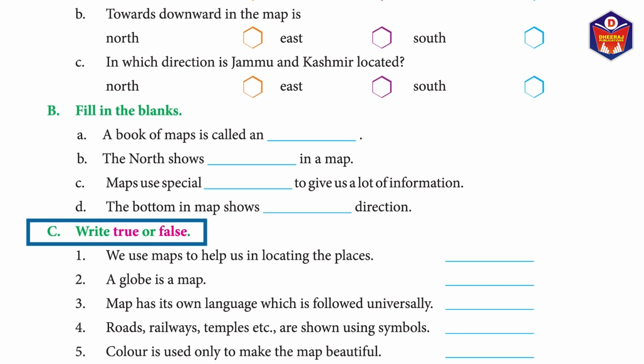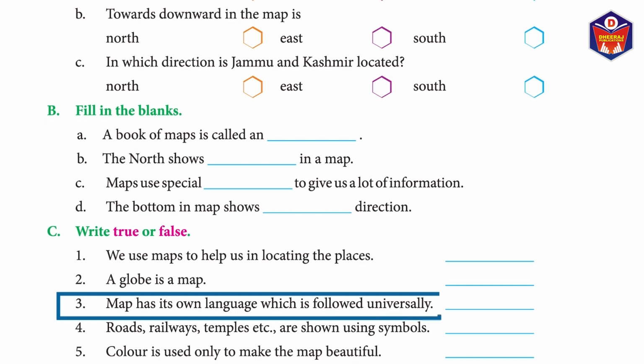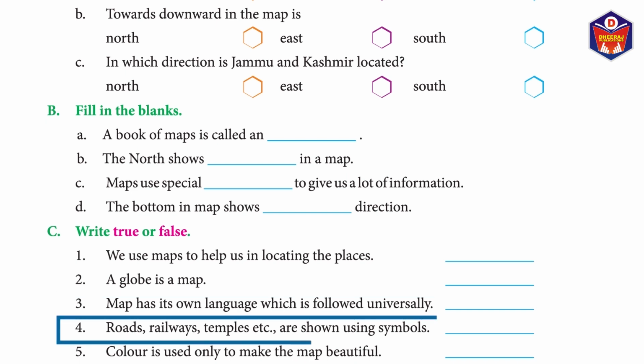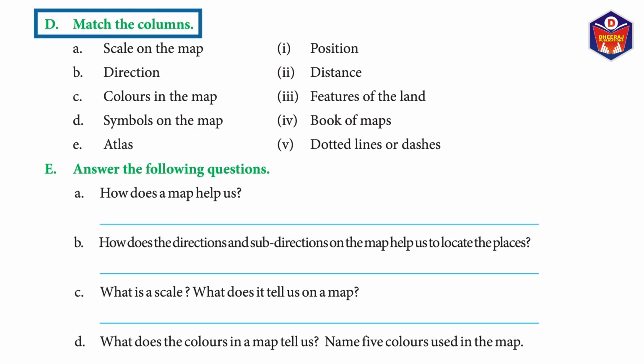C. Write true or false. 1. We use maps to help us in locating the places. Answer: true. 2. A globe is a map. Answer: false. 3. Map has its own language which is followed universally. Answer: false. 4. Roads, railways, temples, etc. are shown using symbols. Answer: true. 5. Color is used only to make the map beautiful. Answer: false.